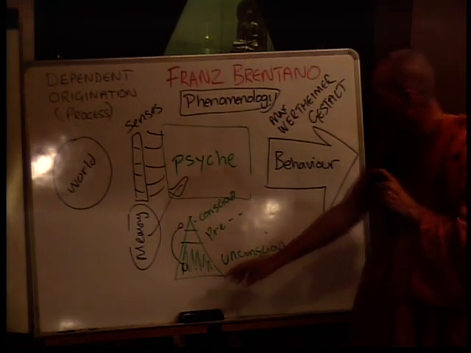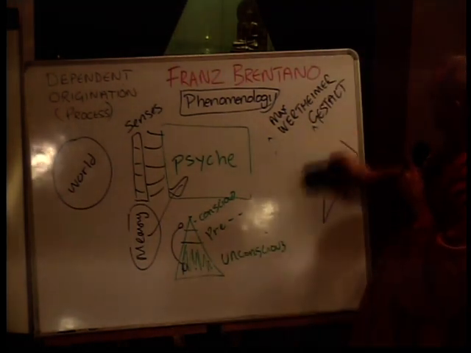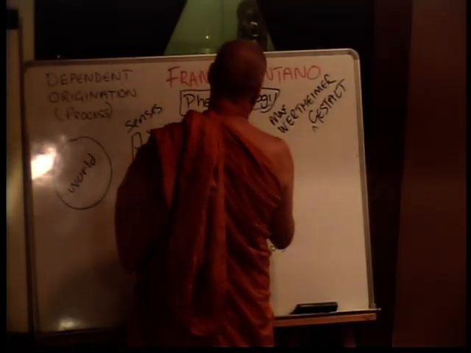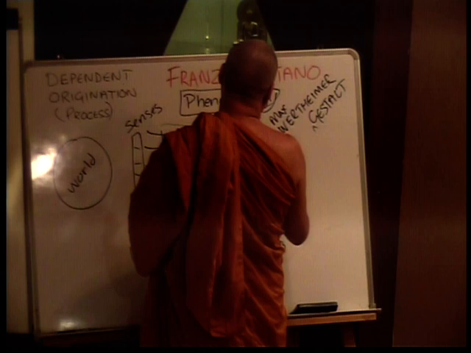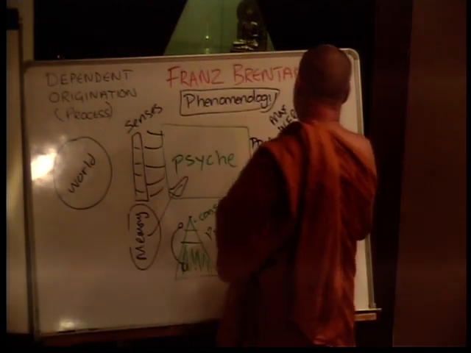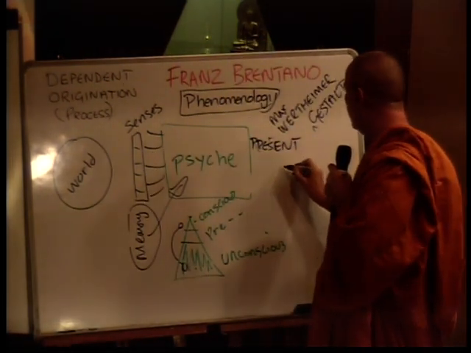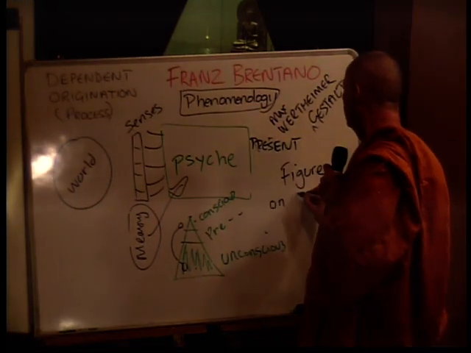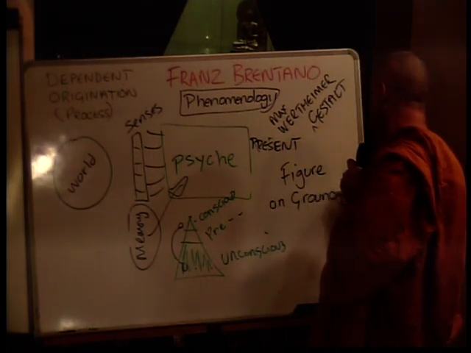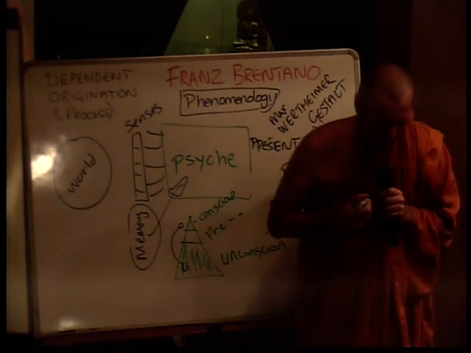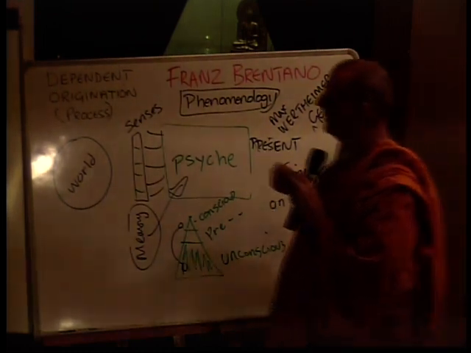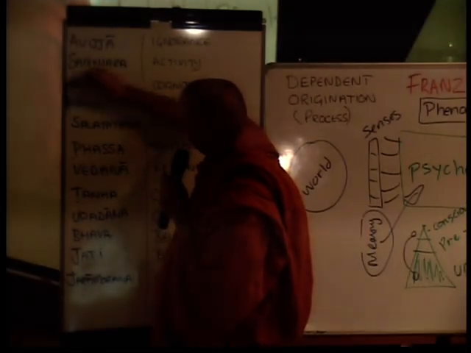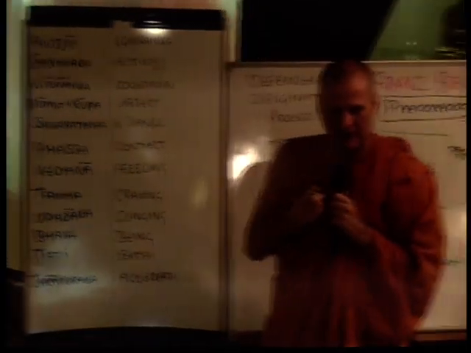And what the psyche will then do is present. This word present is quite important. It will present a figure on ground. Figure on ground. And this is important because figure on ground is, what I'm going to claim anyway, this bit here. So dependent origination.